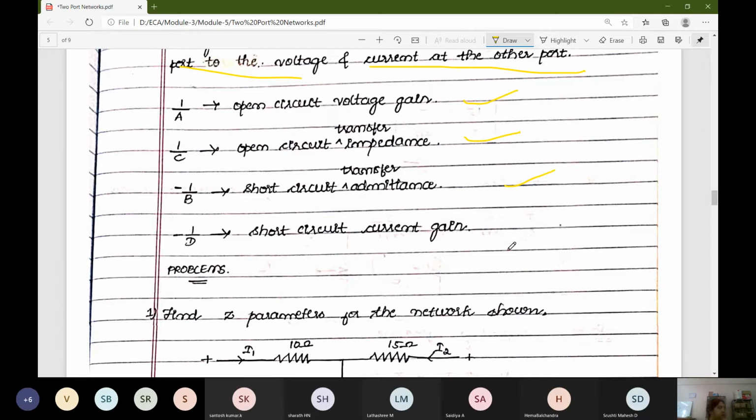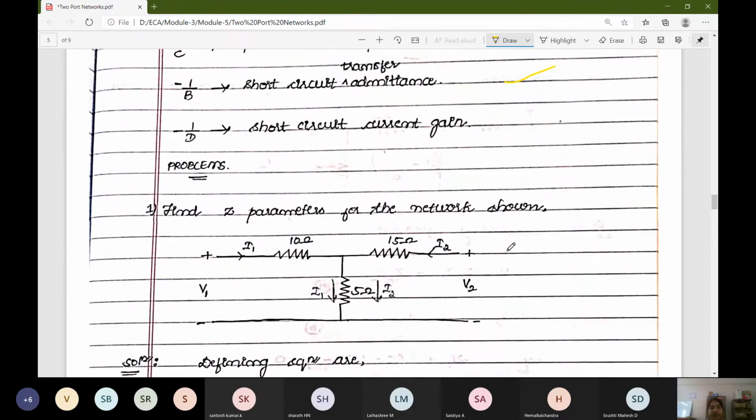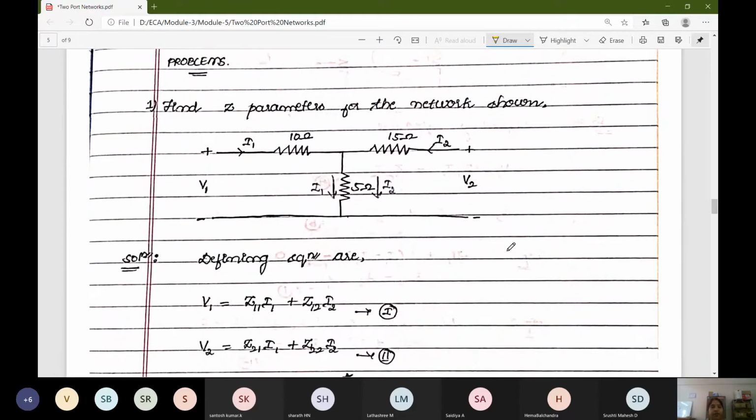First one is Z parameters, next is Y parameters, next is H parameters, and the last one is T parameters or ABCD parameters. So to solve these problems, you have to know the defining equations. Fine. So next we'll move on to the problems. The first one is find Z parameters for the network shown.